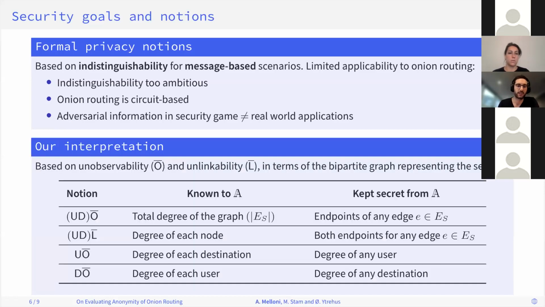Our interpretation of privacy notions is based on unobservability and unlinkability, expressed in terms of the bipartite graph representing the secret S, where, for example, the second in the table, that is user-destination unlinkability, represents the main goal of the onion routing protocol.